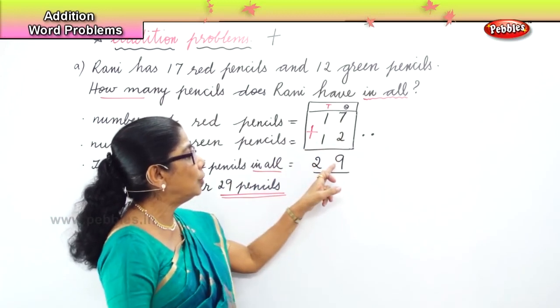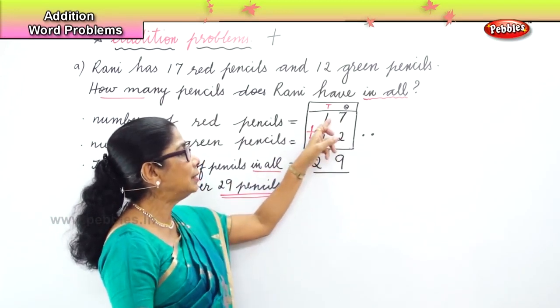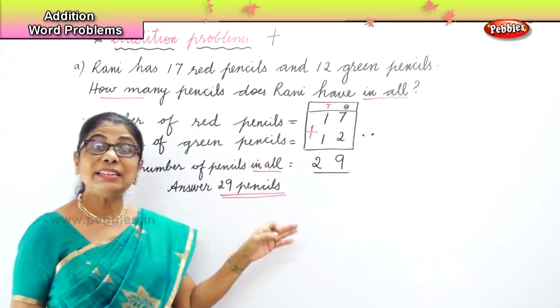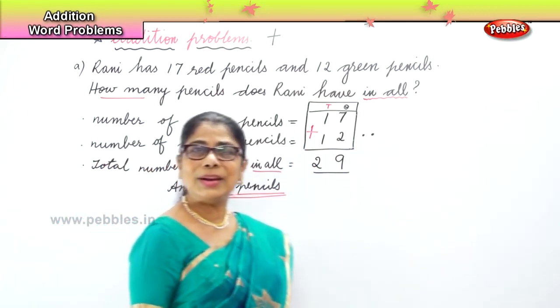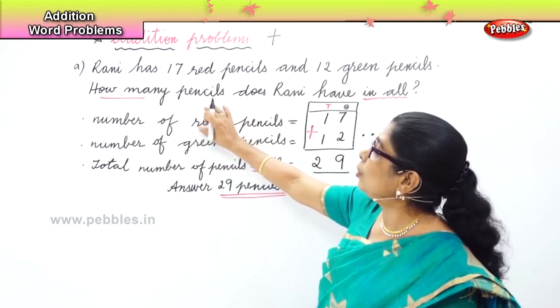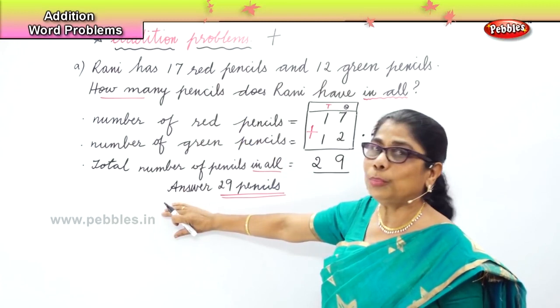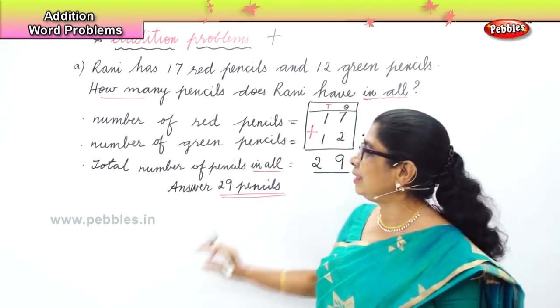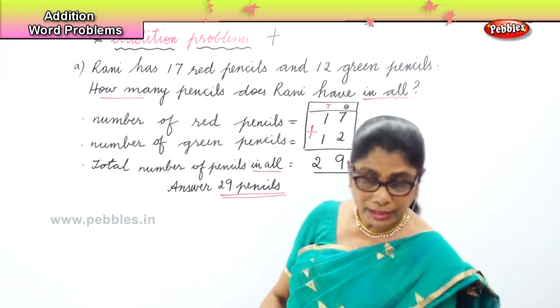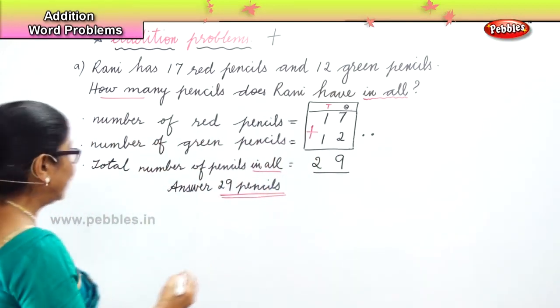7 plus 2, 9 ones, 1 ten plus 1 ten, 2 tens. So your answer is 29 pencils. Did we learn? Yes, we learned to read. We learn to understand, we learn to put the statement and write the answer down. Okay, now shall we do another small story? Okay, now next one.